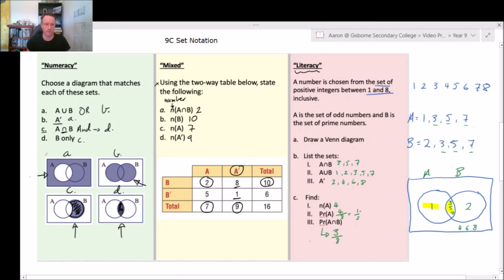Like I said, once you know the symbols, the only thing you've got to do is apply them.